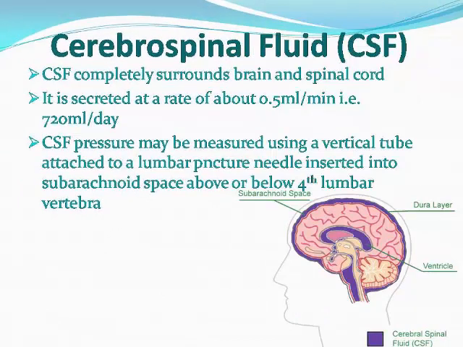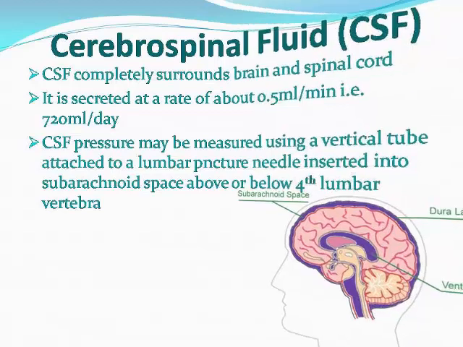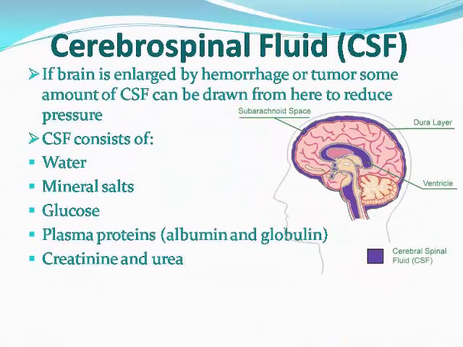It is secreted at a rate of about 0.5 ml/minute, or 720 ml/day. CSF pressure may be measured using a vertical tube attached to a lumbar needle inserted into the subarachnoid space above or below the fourth lumbar vertebra. If the brain is enlarged by hemorrhage or tumor, some amount of CSF can be drawn from here to reduce pressure.